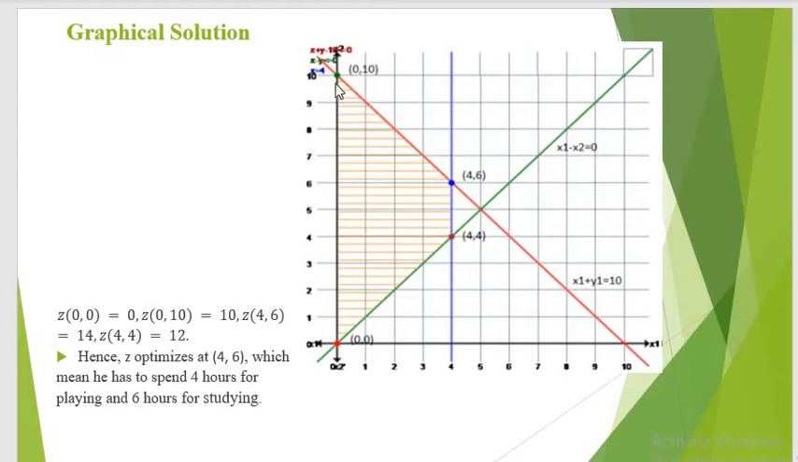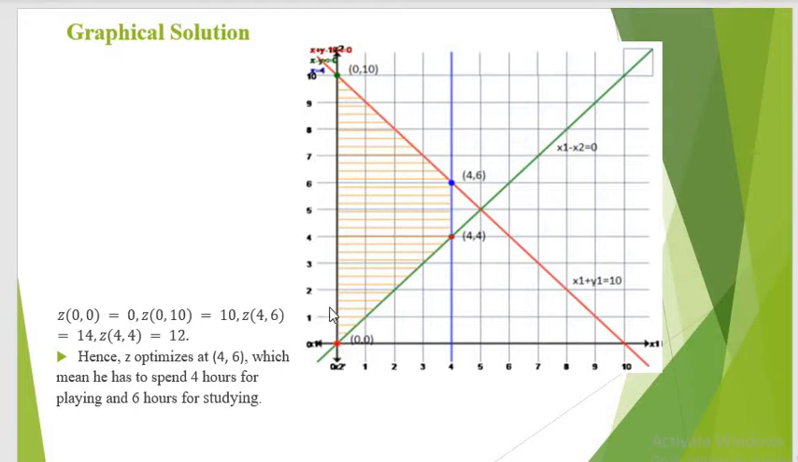From the graph, the red line corresponds to the equation x1 plus x2 equal to 10. The green line corresponds to the equation x1 minus x2 equal to 0. Then the blue line corresponds to the equation x1 equal to 4. Then this shaded region corresponds to the feasible solution space. That means the solution lies in this region. Now look at the corner points. Corner points are (0, 10), (4, 6), (4, 4) and (0, 0).